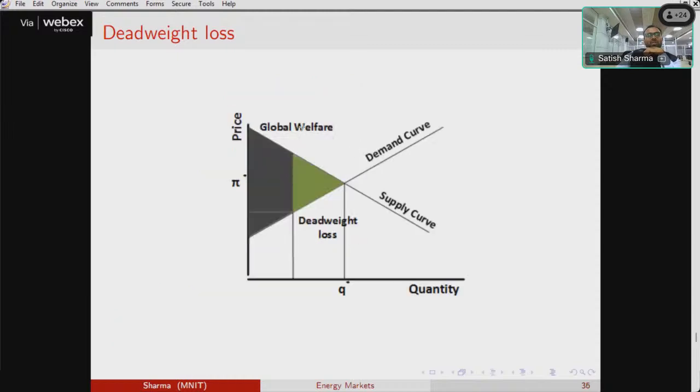So the global welfare or social welfare is basically this part where we have set artificially high price or low price, and this small triangle in green color is called deadweight loss. So this is, you can say, loss in the welfare, and it is for both supply and demand.